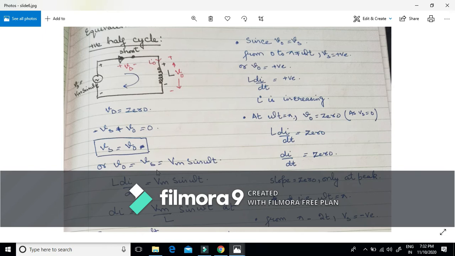Firstly, I am taking the case from 0 to pi. That means some current will flow in the circuit, and because of that current I naught, there will be some voltage V naught. During the time this diode is conducting, the output voltage, because the power semiconductor device, the diode, is taken as ideal, the voltage drop across it will be equal to 0.7 volt, or we can say Vt is equal to 0.